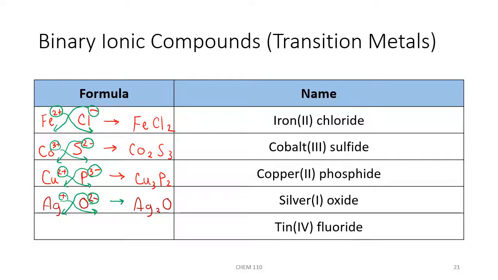And lastly, tin 4 fluoride. Tin is Sn. We know it has a 4+ charge. Fluorine has a -1 charge. So when we cross those, we're going to have a 1 after the tin. We're going to have a 4 after the fluorine. And our neutral formula will be SnF4.